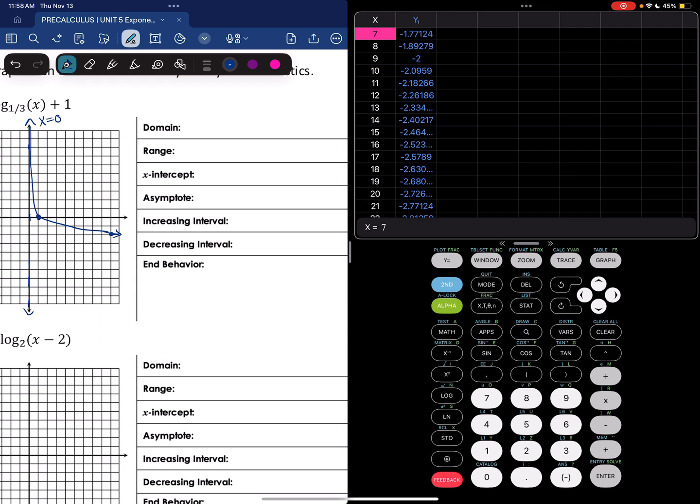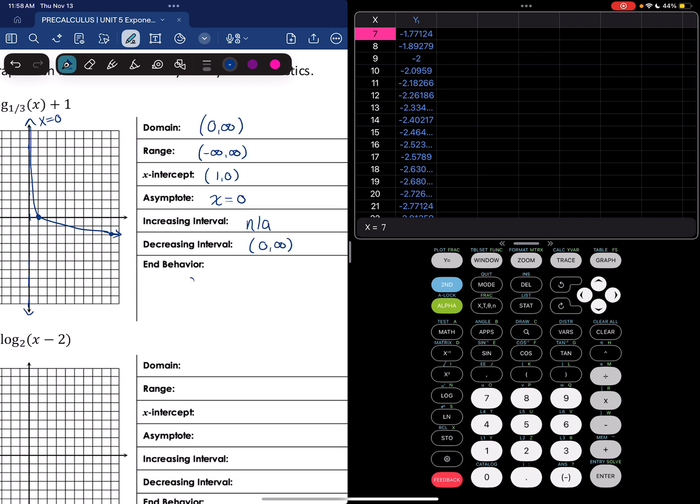Okay. The domain, once again, is from 0 to infinity. Your range is going to be from -infinity to infinity because it keeps going up and down forever. Your x-intercept, once again, for this graph, is going to be at 1, 0. That's where it crosses. Your asymptote is at x equals 0. But this graph is never increasing. It's decreasing for all of its domain, which is 0 to infinity.